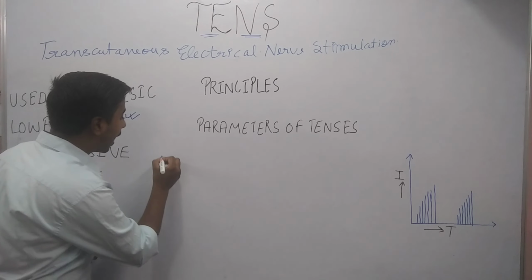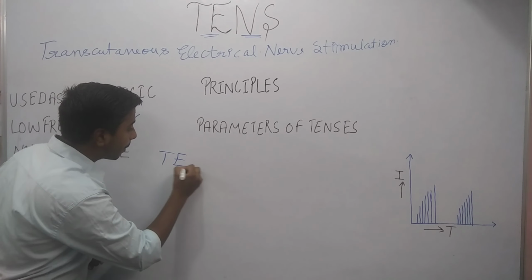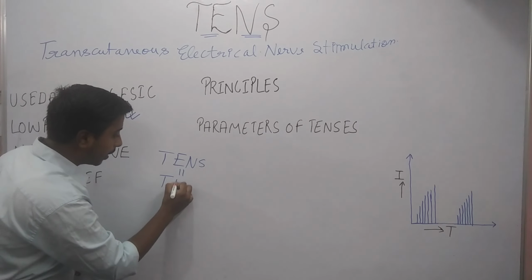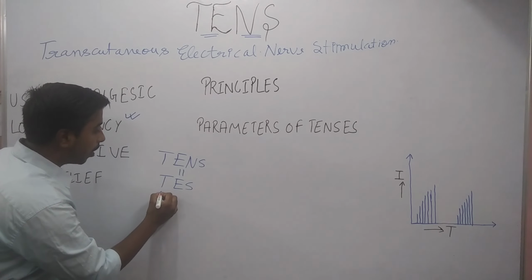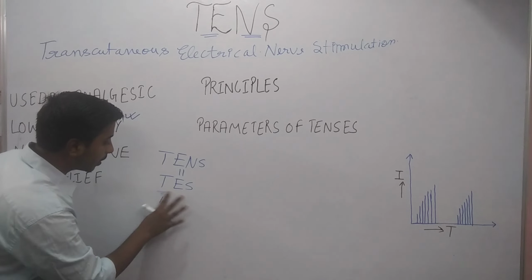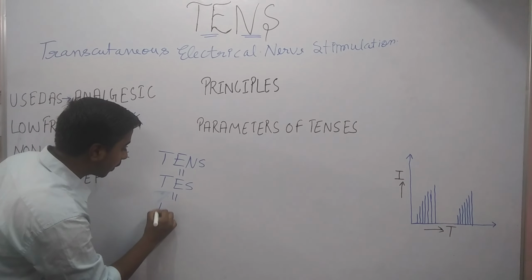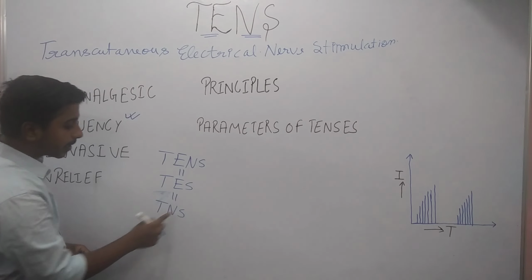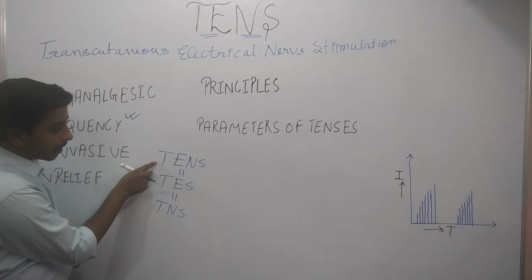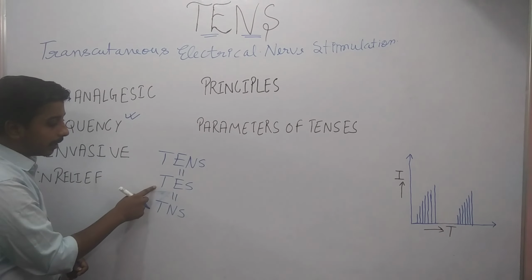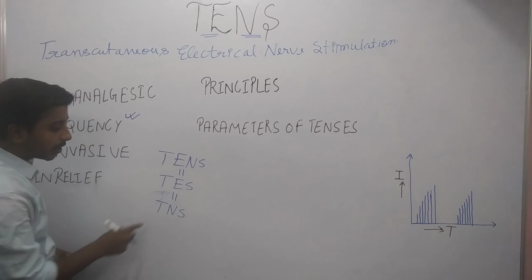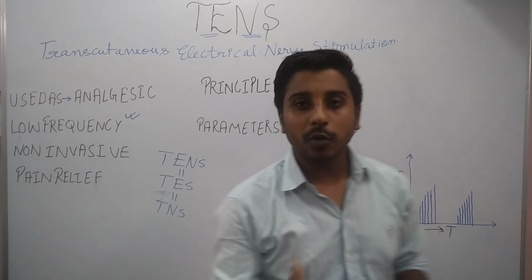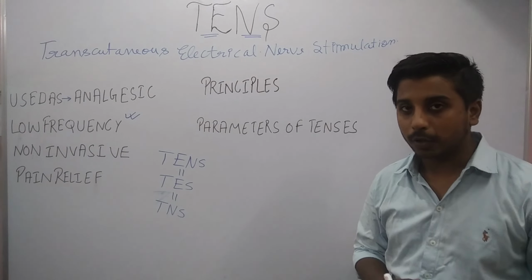Another thing is that TENS is also called transcutaneous electrical stimulation, and also transcutaneous nerve stimulation. So two other terms are TES and TNS. This is transcutaneous electrical nerve stimulation, this is transcutaneous electrical stimulation, and this is transcutaneous nerve stimulation. So it can also be written like this in some books.